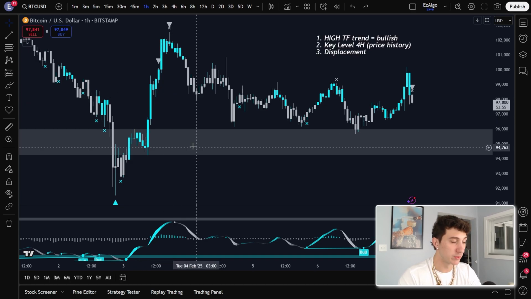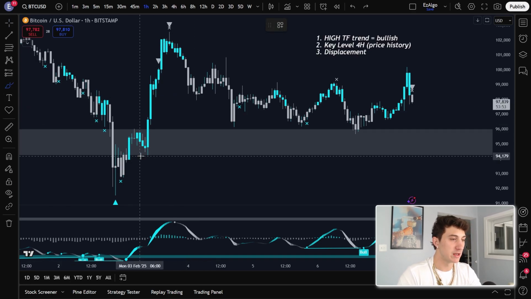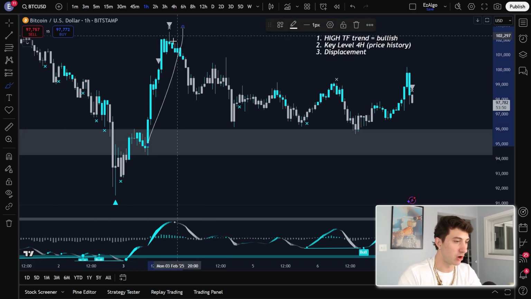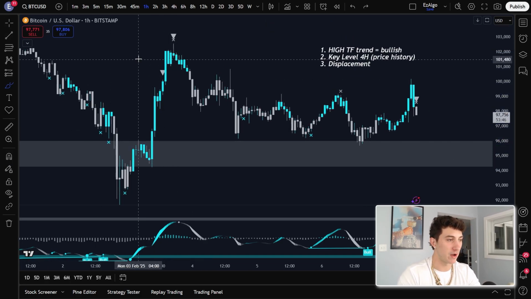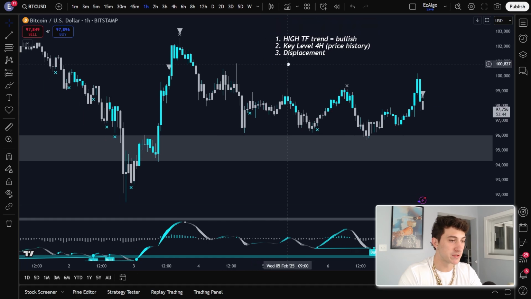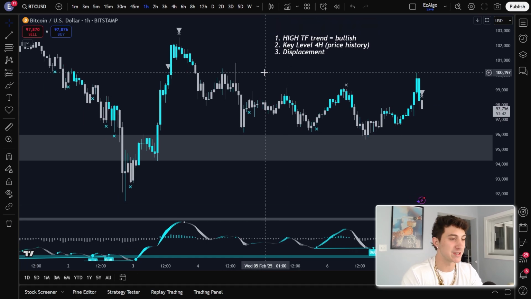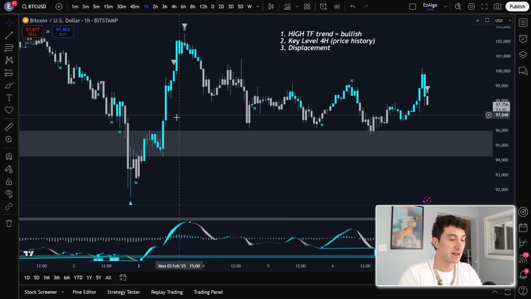Now, the reason I like to use these fair value gaps as confluence, I don't like to use them alone. The reason I like to use them as confluence is because during this move to the upside, during the strong impulse move up, there were multiple orders filled here pushing the move up. Because you have to understand what actually moves price, right? Liquidity, open orders. That's what actually moves price to the upside and to the downside.